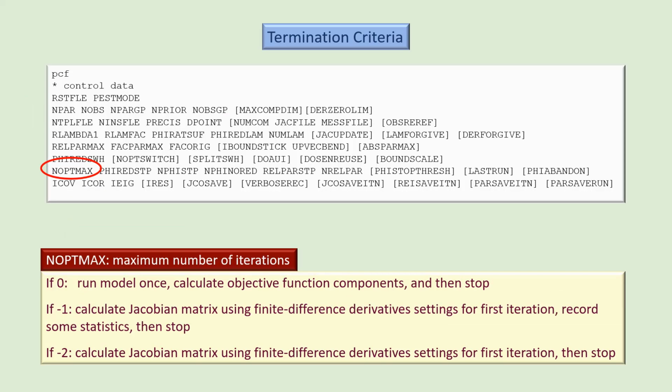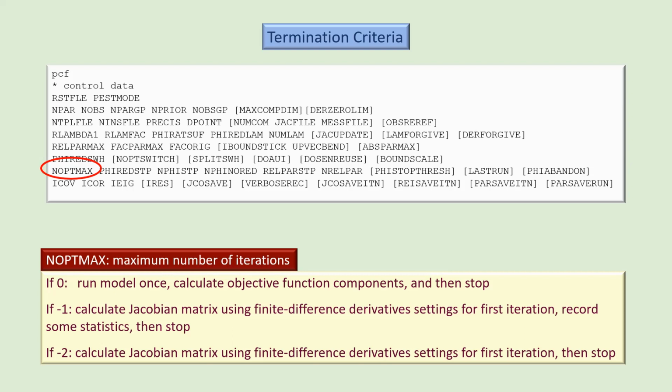Let's have a look at these control variables. We've already discussed NOPMAX in this video to some extent. NOPMAX stands for maximum number of optimization iterations. That can be set to 0 if you just want to run the model once, have PEST print out objective function contributions and then stop. Set it to -1 if you want to calculate the Jacobian matrix, print out a few statistics and then stop.